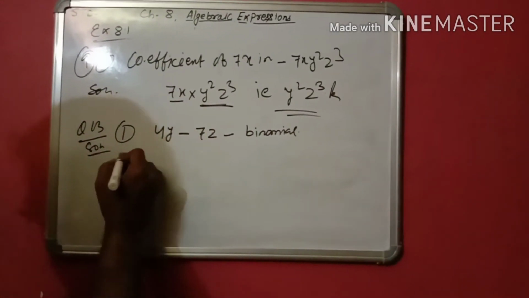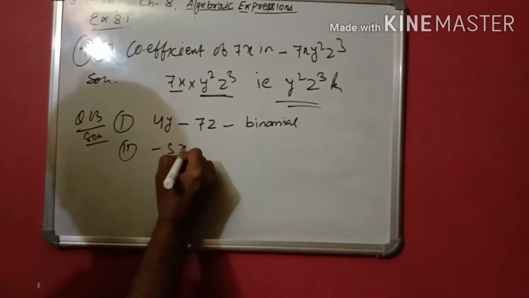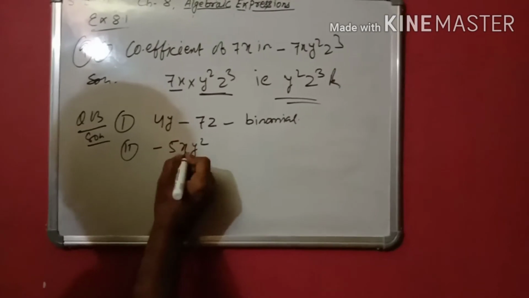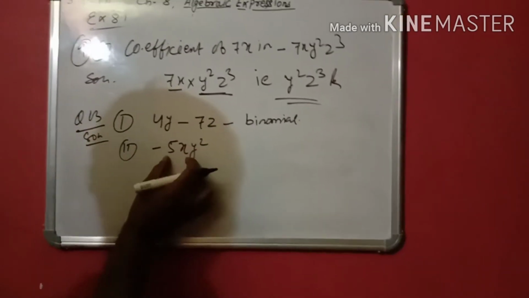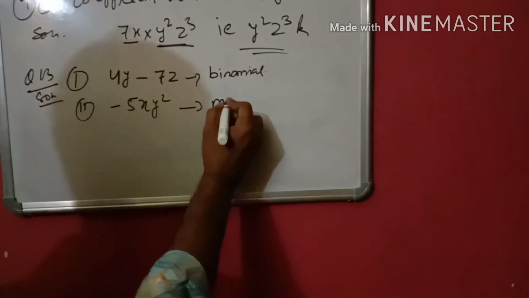Write down. Number 2, it is given minus 5xy square. So how many terms are there? Only one term. There is only one complete term. So I can write what? Monomial.